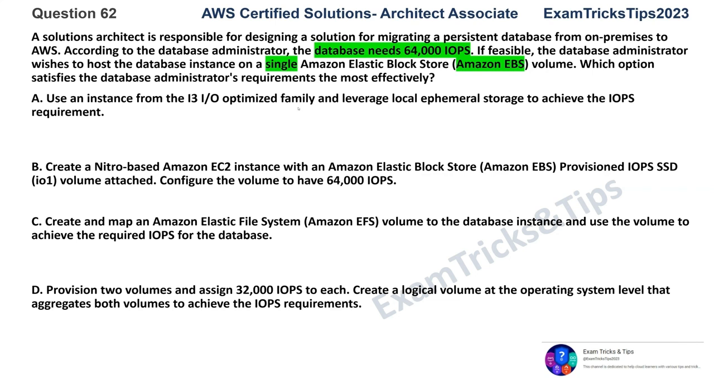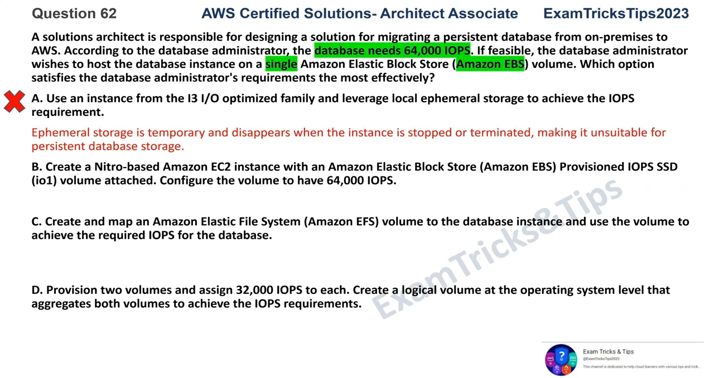Option A says, let's use an instance from the i3 I/O optimized family and leverage local ephemeral storage to achieve the IOPS. So ephemeral storage is temporary. Whatever local storage you have is temporary. When you stop the instance, or if the instance is terminated for some unforeseen reason, you will lose the data. So it is not suitable, and you cannot use this option.